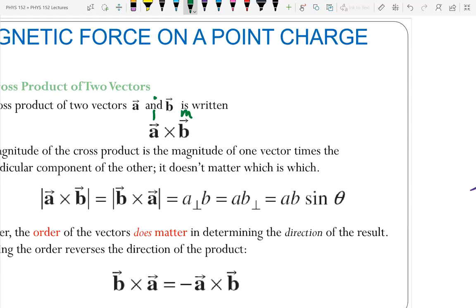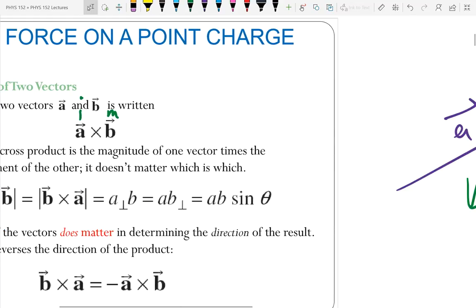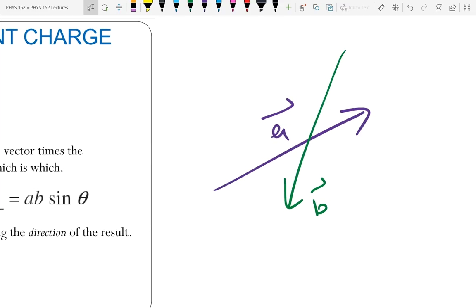So going to my little picture here, if we're going to do A cross B, I'm going to take my right hand, point my fingers the direction of A. Then I need to rotate my fingers toward my palm to get to B. Well, I can't do it with the orientation of my hand right now. I'm going to have to rotate my hand. Now I can rotate my fingers toward B. And what direction is my thumb pointing? Into the screen. So the direction of A cross B is into the screen.